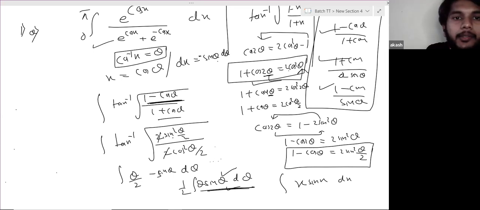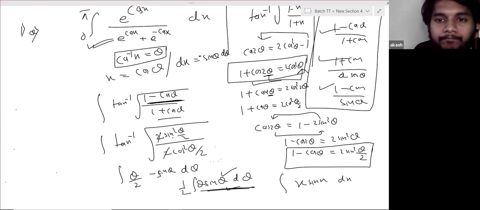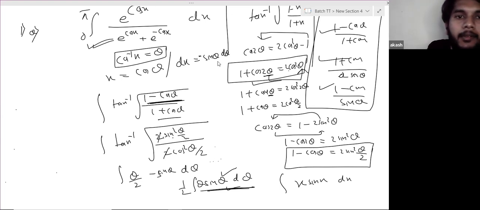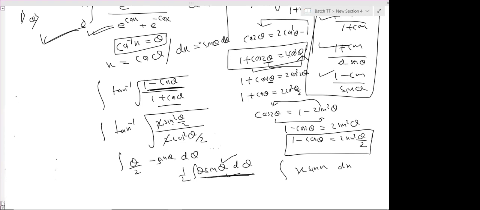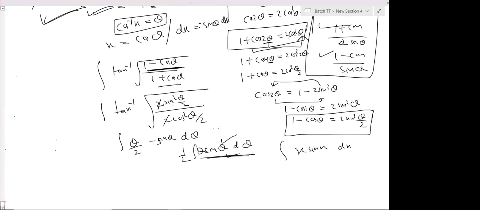And have you guys solved this question? Have you guys solved this question, 0 to pi e cos x divided by e to the power cos x plus e to the power minus cos x? Still doing so. All right. 2 more minutes.